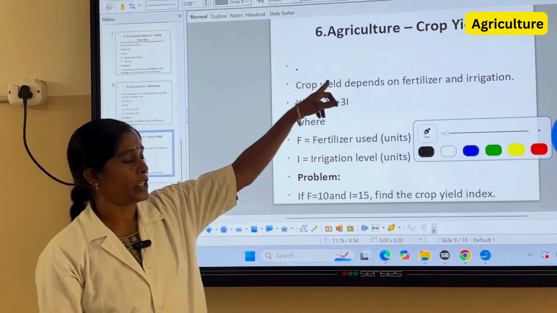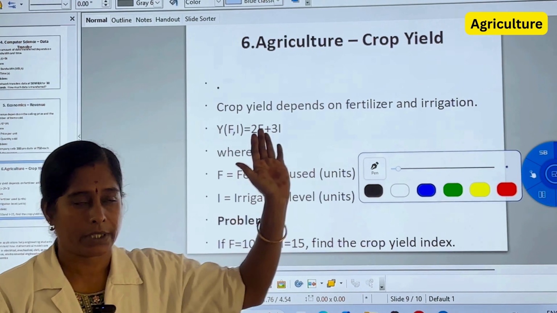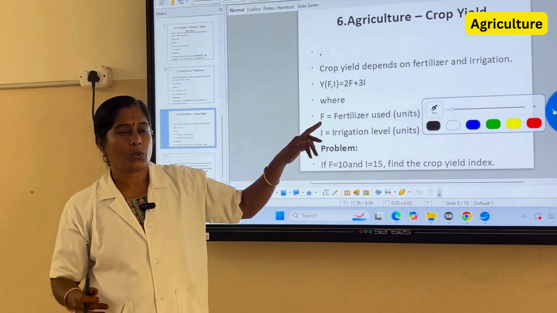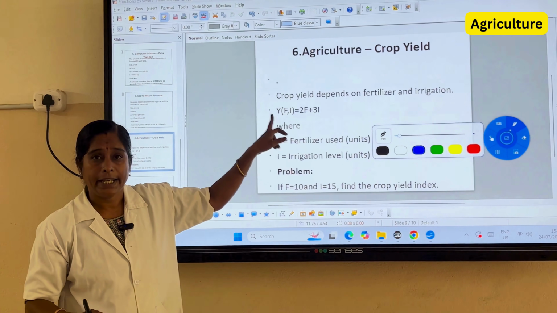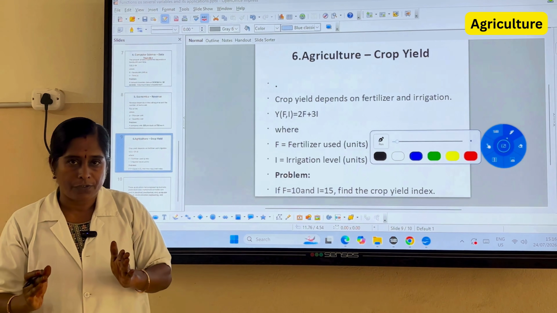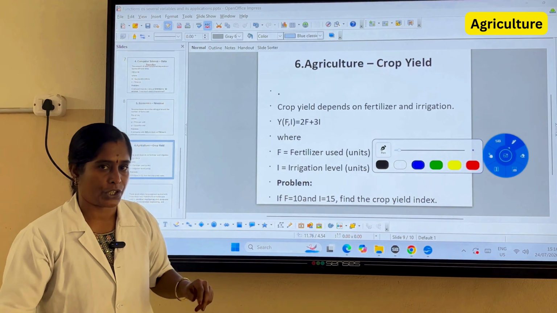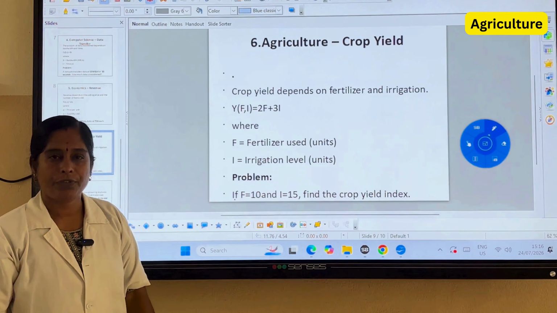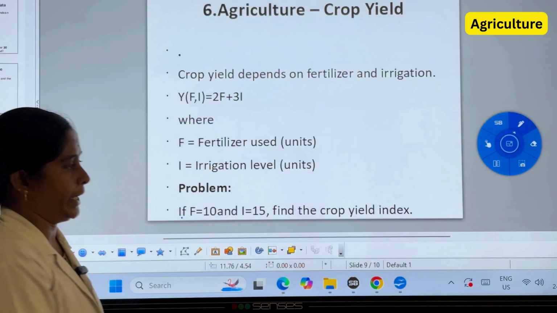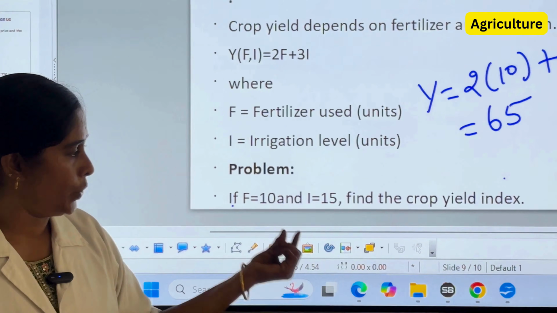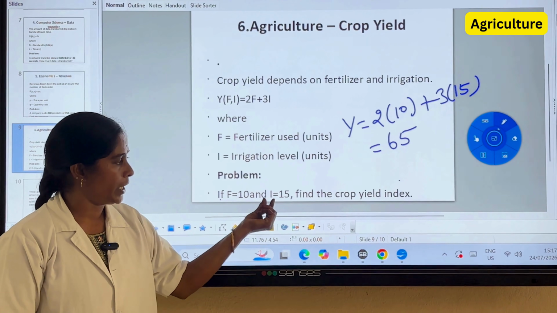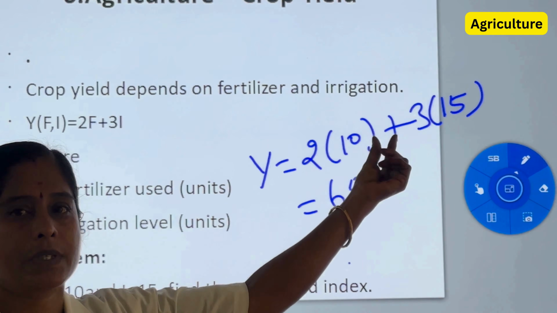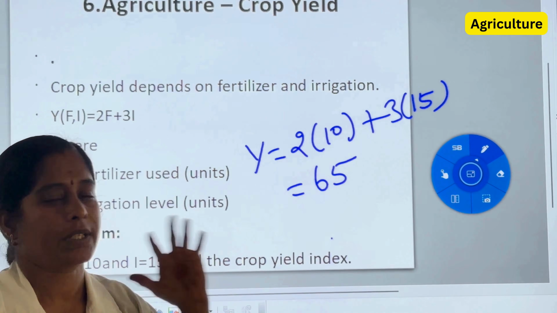Now in agriculture, they are mainly used in crop yield. Crop yield depends on fertilizer and irrigation. So we calculate yield equal to 2 times fertilizer plus 3 times irrigation. For example, if F equal to 10 and I equal to 15, find the crop yield index. Here it's given F equal to 10 and I equal to 15. We substitute Y equal to 2 times 10 plus 3 times 15. We got 65.